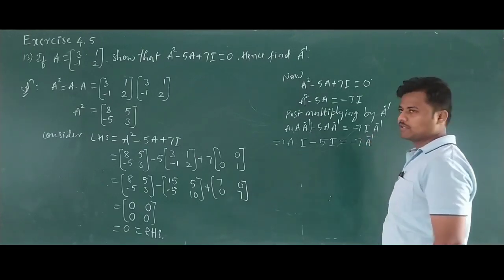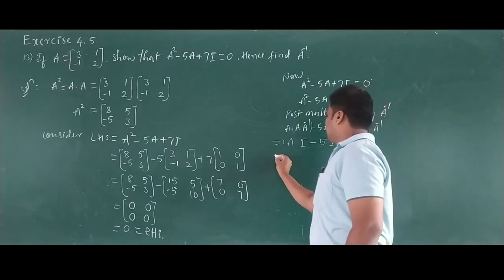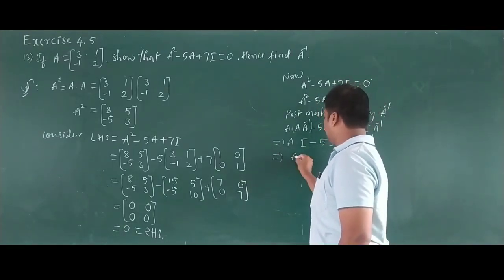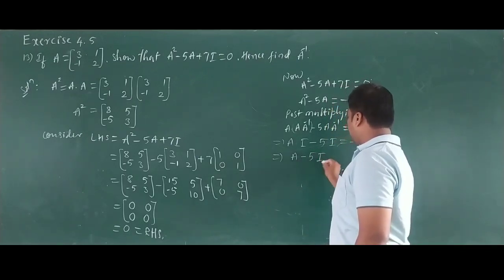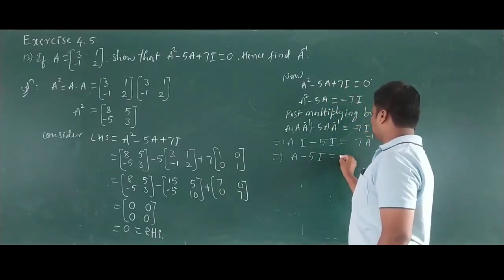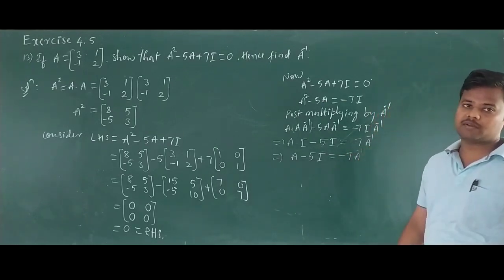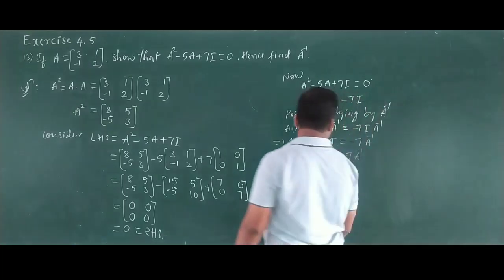Identity matrix multiplied with a matrix gives the same matrix. This implies A into I is A, minus 5I equals minus 7A inverse. Now to make A inverse the subject, minus 7 is transferred. Next step.